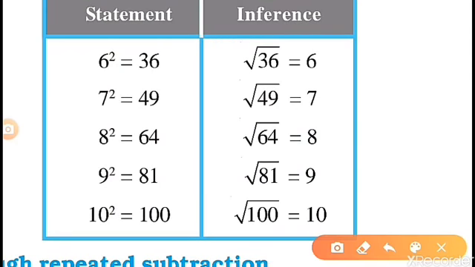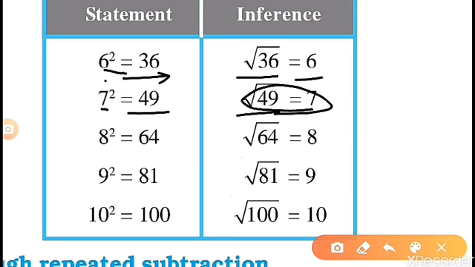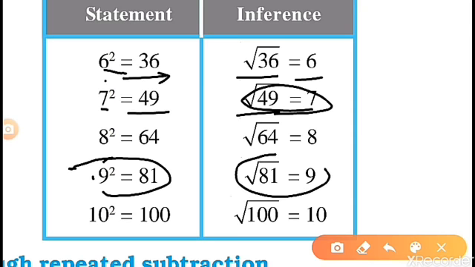But till now, what we have learned we can conclude in simple words: if you square any number, 6 squared is 36, and the square root of 36 is 6. 7 square is equal to 49, and the square root of 49 is equal to 7. Similarly, the square of 9 is 81, and the square root of 81 is 9.